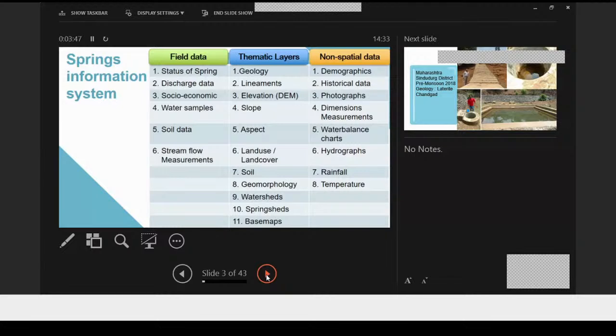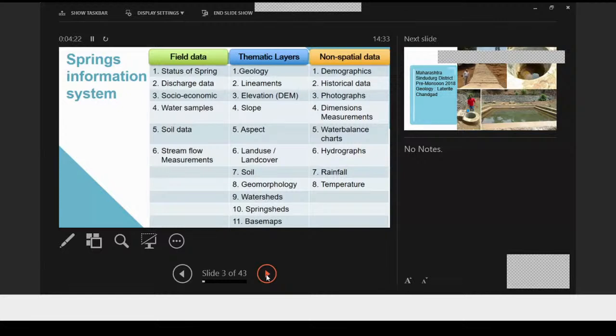So here we have also collected the socio-economic details. And we have also collected water samples to check the quality of water. This is most important. Whenever you are identifying any source of water, it is very important to collect water samples for the suitability of the water for drinking or other purposes. Then we have collected soil samples to detect the soil moisture. Also, we have conducted various other investigations such as geological investigations and so on.